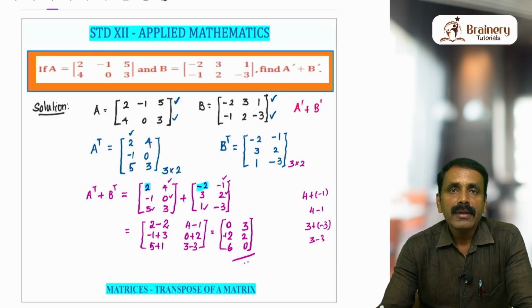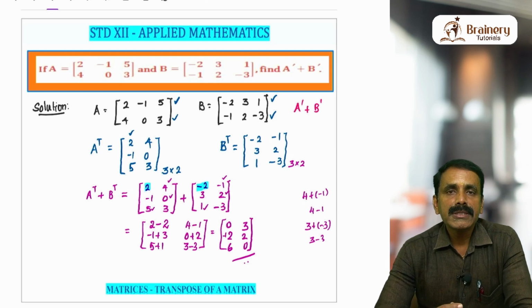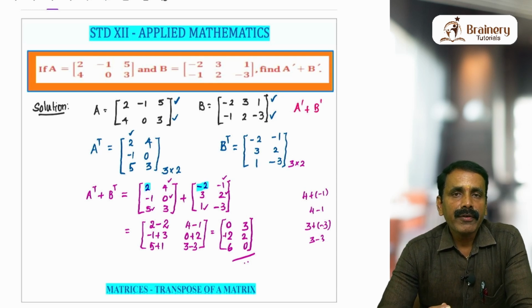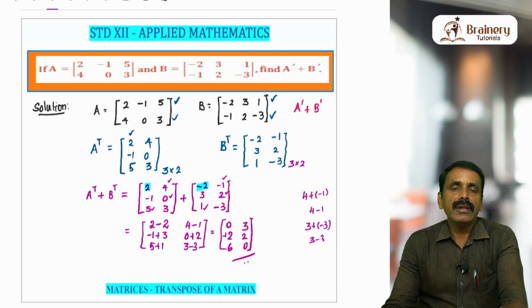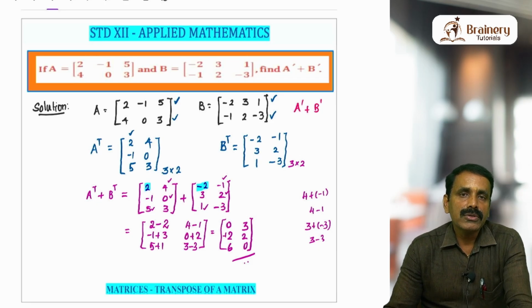So very simple. So how to find A transpose plus B transpose? First we have to find the transpose of matrix A. Then you find transpose of matrix B. After finding the transpose of the two matrices, we are going to add them. Simple addition. The matrices can be added only when they are of same order. That condition alone we have to check.